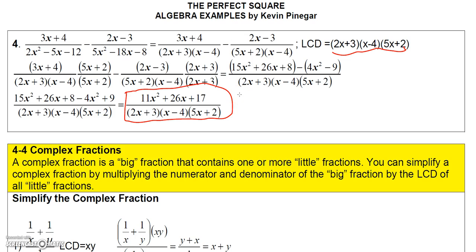So anyway, that completes the section on adding and subtracting fractions. And in the next section, we'll talk about what are called complex fractions, where you have fractions in the numerator and fractions in the denominator.